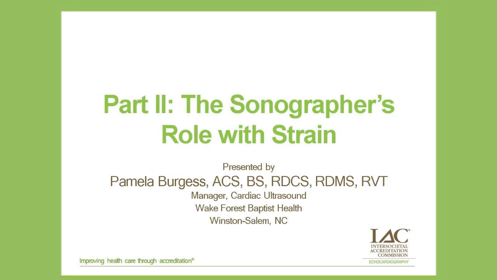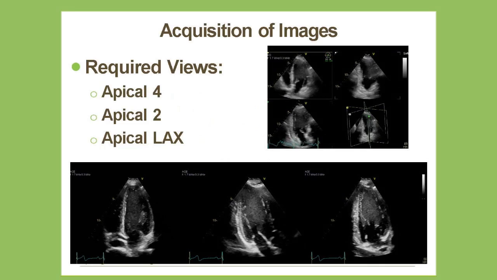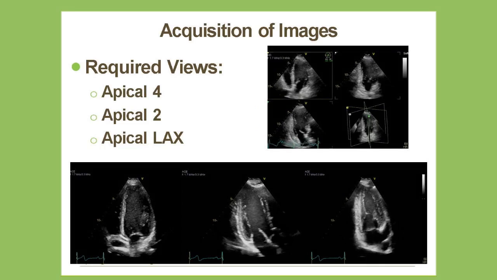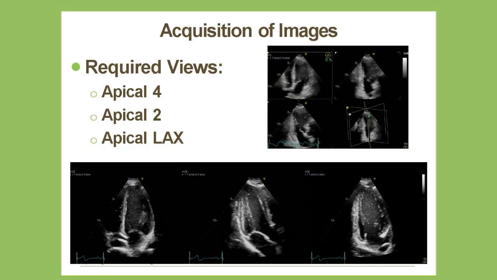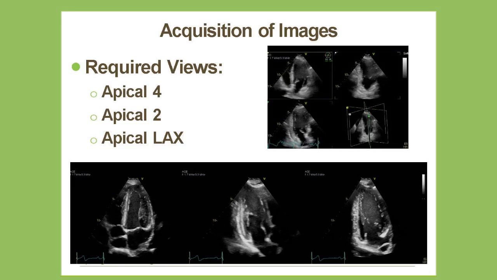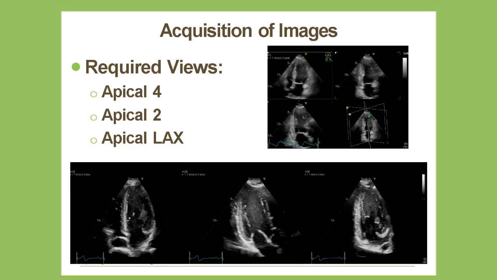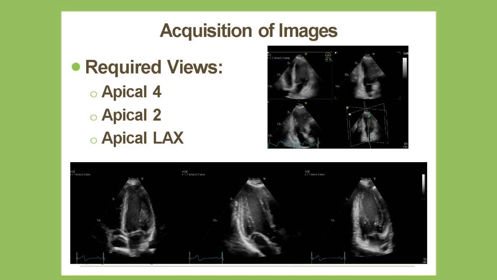So over the next few minutes, we'll look at the technical requirements of strain, some of the common mistakes that we make, and some of the pitfalls of strain. So we'll first of all look at the required images. Of course, with global longitudinal strain, we have to obtain an apical 4, apical 2, and apical long axis view. By doing this, we can do it from two different approaches here.